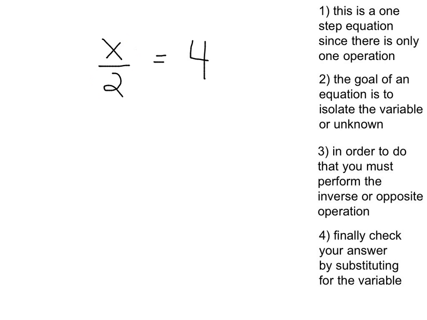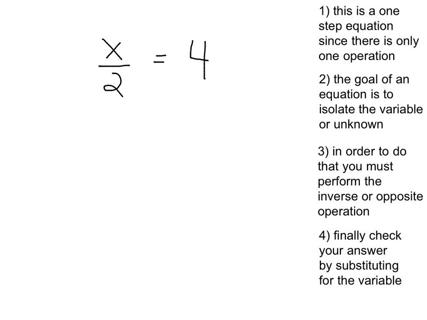Now again, the goal of an equation is to isolate the variable or get it all by itself, so we get x equals some number. Now in order to do that, we must isolate the variable. We need to do the inverse or opposite operation.